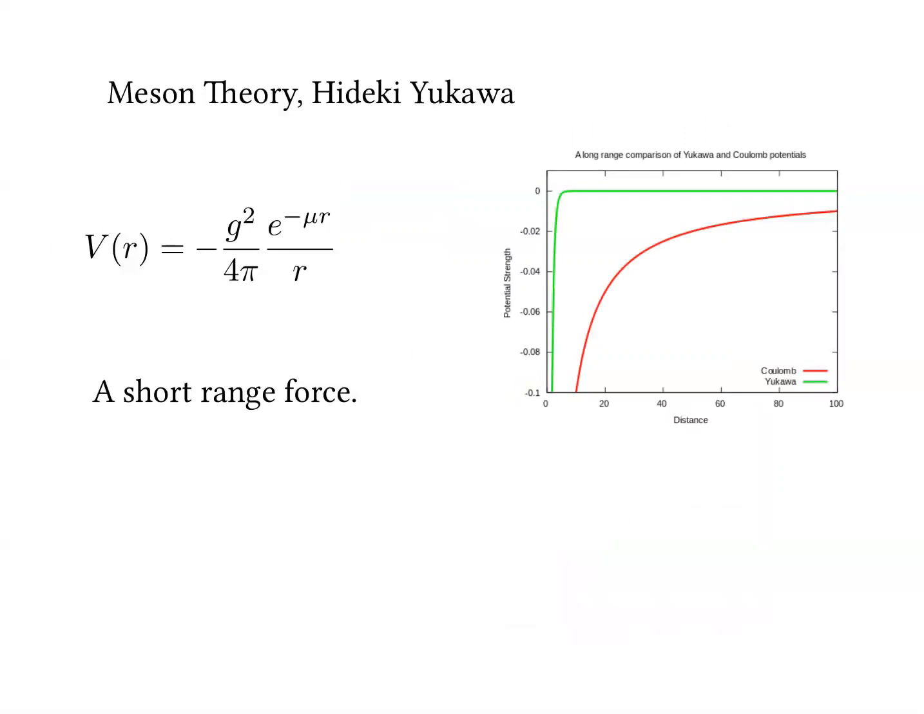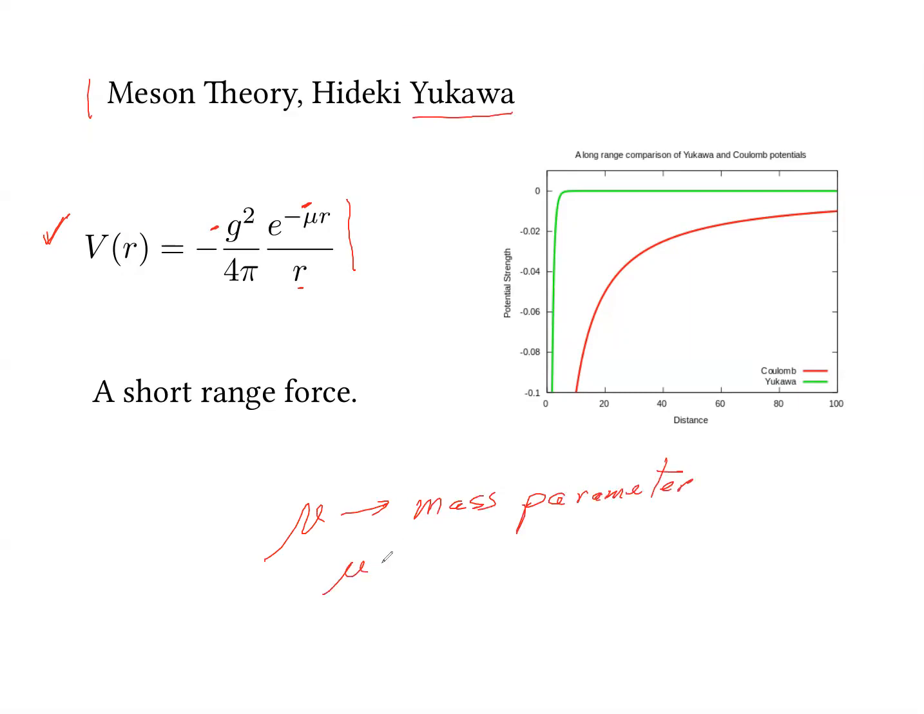And the first successful theory was given by Yukawa, which is called the meson theory of the nuclear force. He saw that this nuclear force is given by a kind of potential, V, of this shape, where r is the distance, g is some constant factor, and mu is the mass parameter.